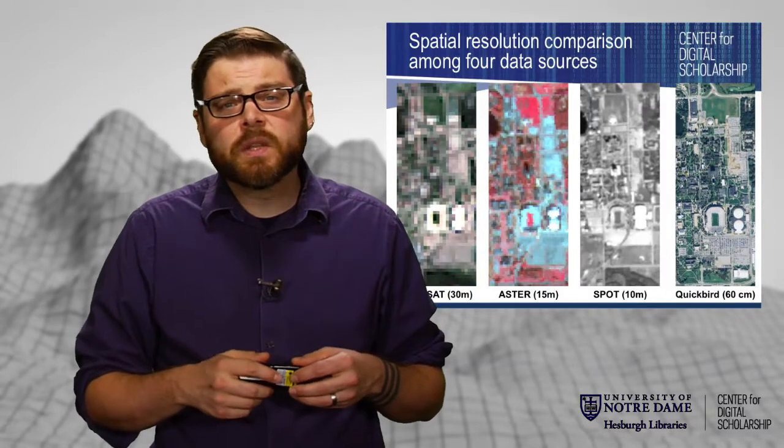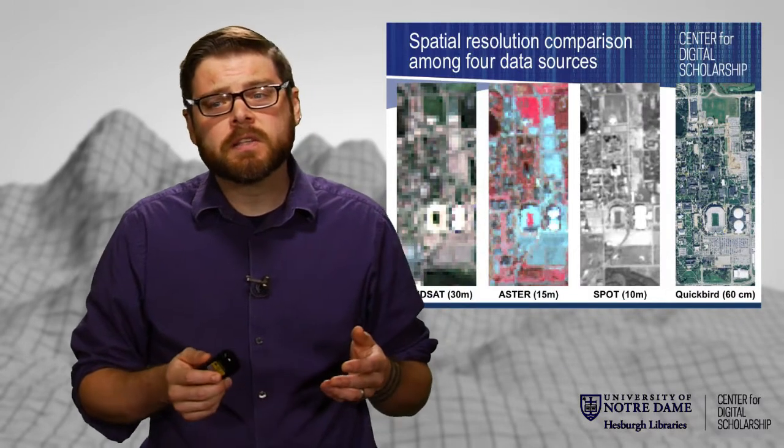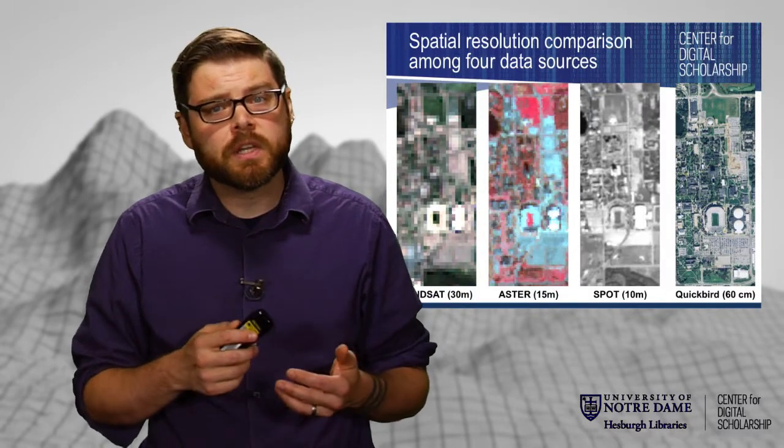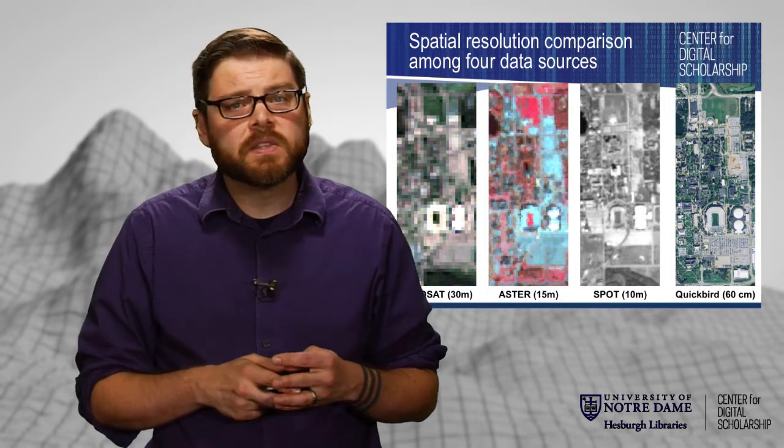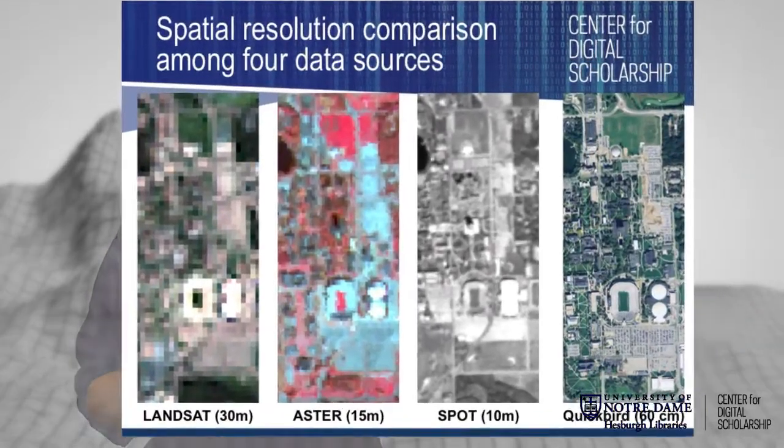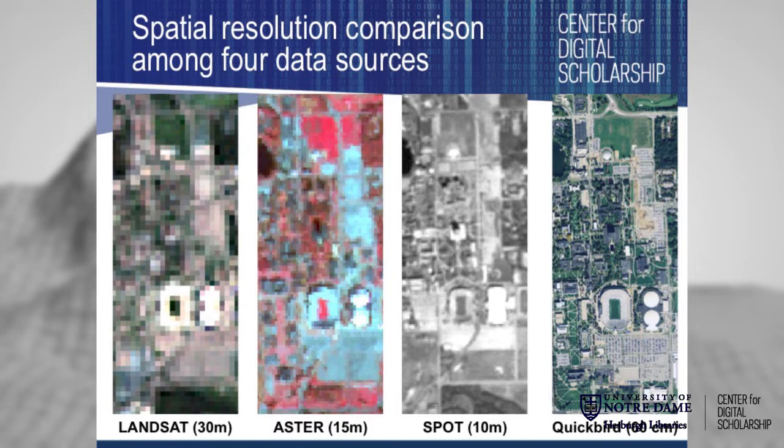Now, if we want to see what this looks like across different resolution imagery, we can see that in this image here, where we have something that has 30-meter resolution. We can barely make out the details of Notre Dame campus here. Whereas as we get through 10-meter resolution down to 60-centimeter resolution, we begin to see a lot more detail in the individual image.